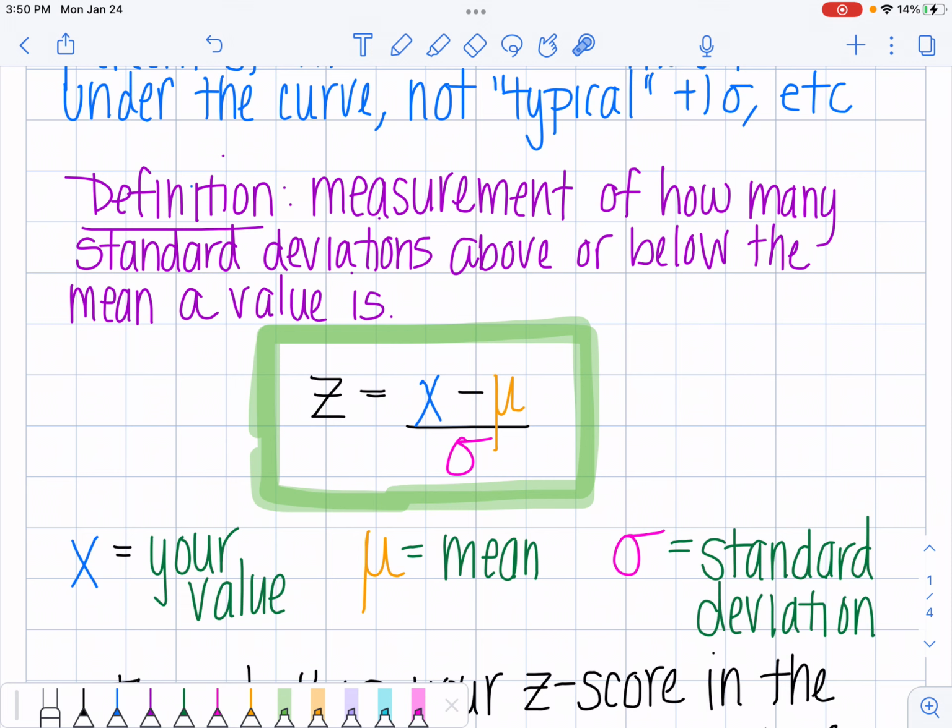So to find the z-score, we're going to take the value that you're looking at and subtract the mean, which is the Greek letter mu. It looks like a U with a really long tail. And then divide it by the standard deviation, which is the Greek letter sigma. It's the lowercase sigma. I'm sure you've seen the uppercase sigma, which looks something like this.